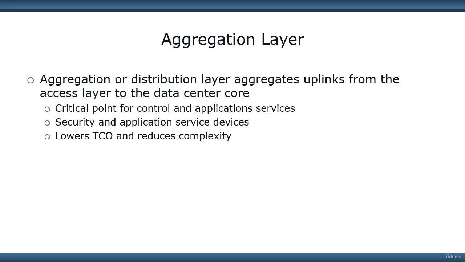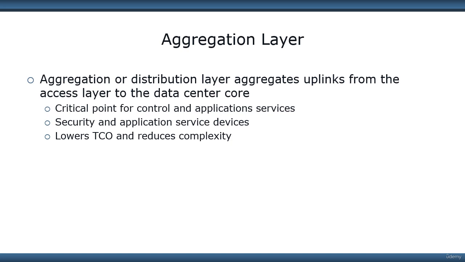The distribution or the aggregation layer is going to aggregate uplinks from the access layer into the data center core. A pretty consistent trend in networking has been the fact that more and more of the data that users need to access is actually located outside of the network. More and more traffic is being sent outside of the LAN, and that's especially true now that cloud technology continues to take hold. And so the distribution aggregation layer is pretty critical in the design of the network, because it connects the access layer and the devices inside of it to the rest of the world.